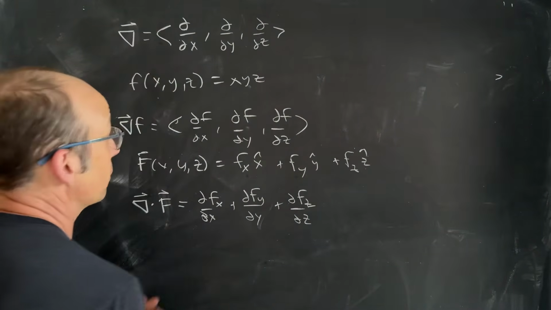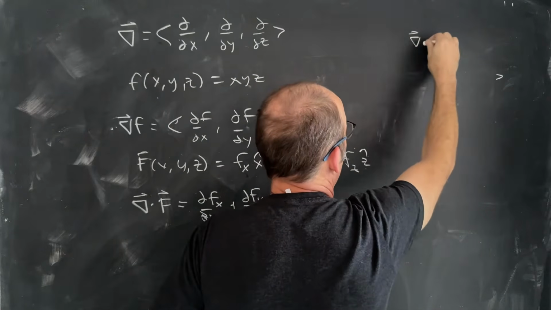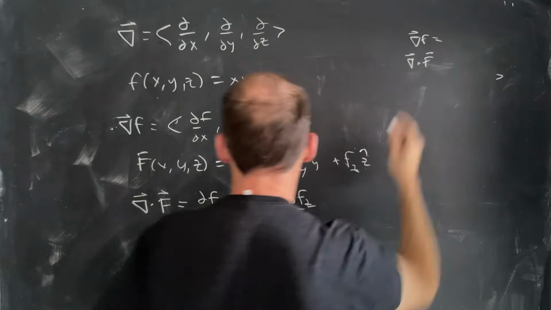Finally, I'm going to write these down over here. Let's keep a little list. So I have the gradient, del of f. I have the divergence, del dot F.